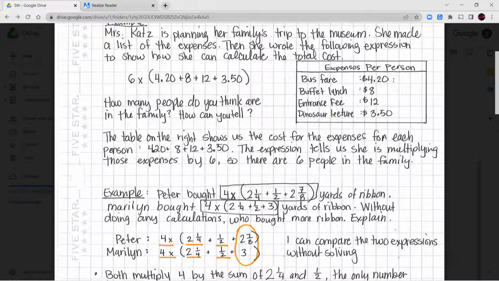Now, the question is asking us, how many people do you think are in the family, and how can you tell? The table on the right shows us the cost for the expenses for each person, and the expression tells us that she's multiplying those expenses by 6. So that must mean that there are 6 people in the family.